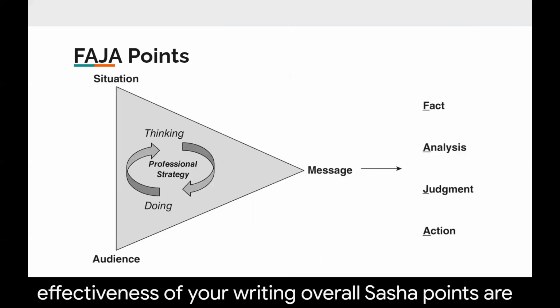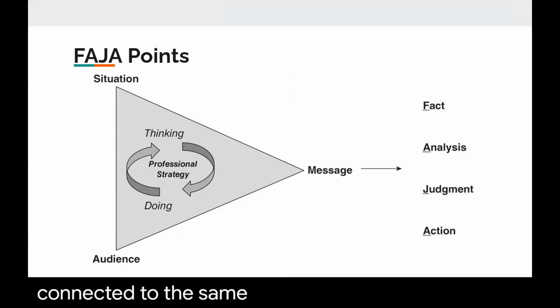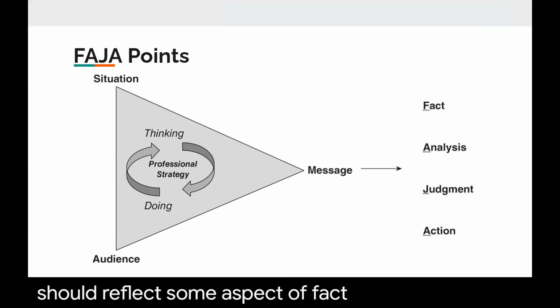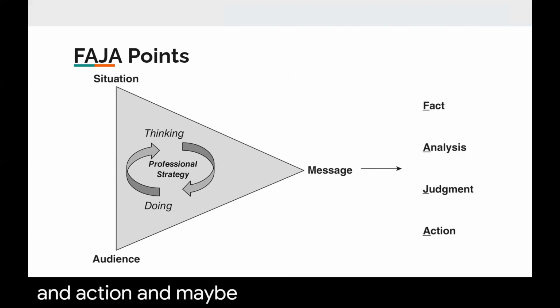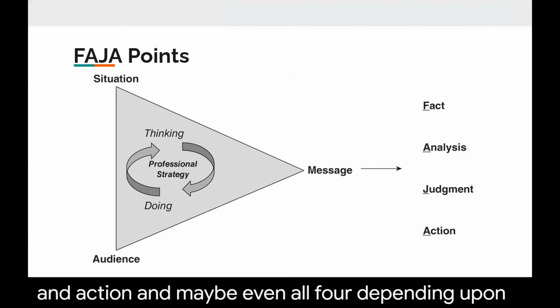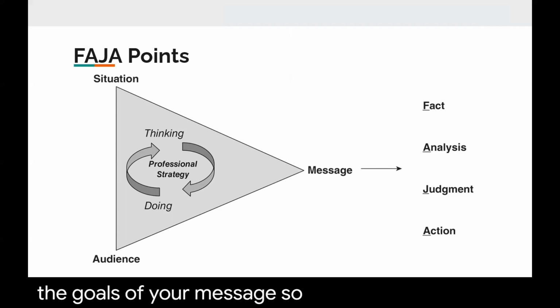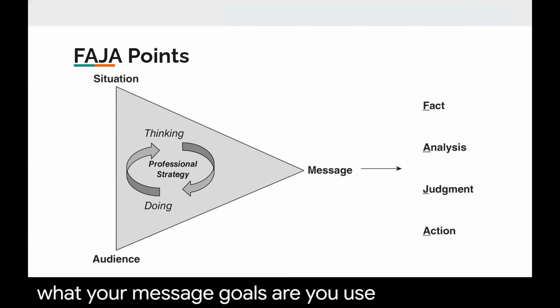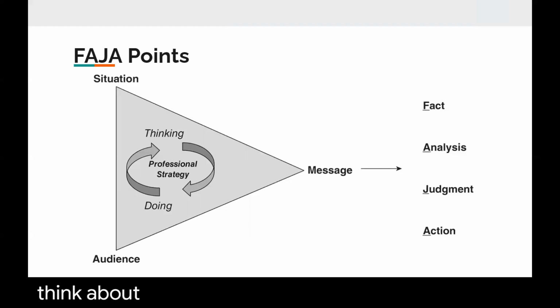FAJA points are connected to the SAM style of writing as well. As you're thinking about the situation and audience, and as you're writing to those two aspects, your message should reflect some aspect of fact, analysis, judgment, and action, and maybe even all four, depending upon the goals of your message. So as you're considering what your message goals are, you use FAJA to think about how that message should be constructed.